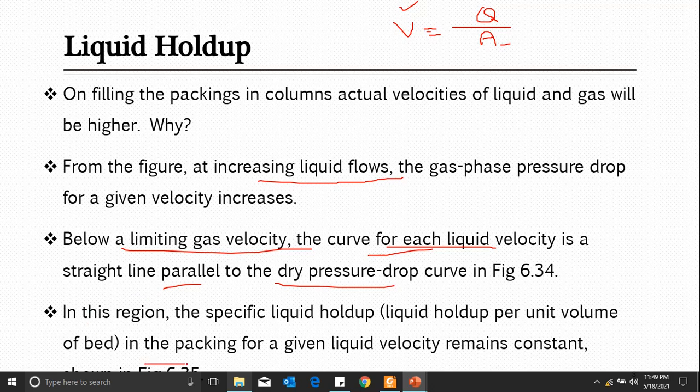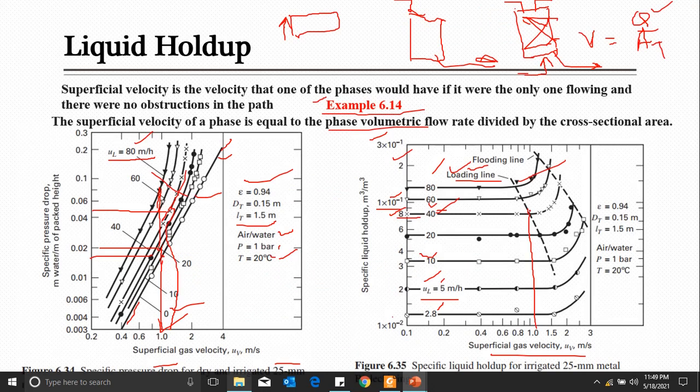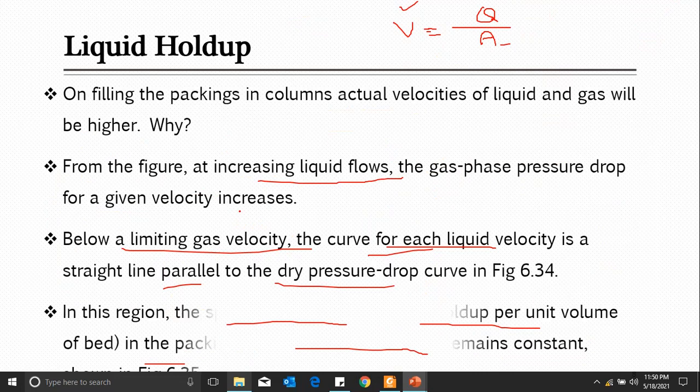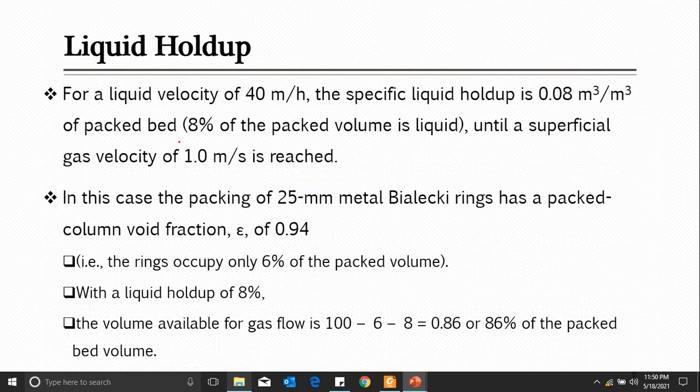So in this region, the region of constant liquid velocity lines in figure 6.34, which are compared with the other figure 6.35, the specific liquid hold up, that is liquid hold up per unit volume of the bed, also remains constant up to these specific points, up to where the pressure drop is also a straight line. But after this point, liquid hold up is increasing and then pressure drop is increasing. The same was explained and is mentioned here. As we also took this point of 40 meter per hour for figure 6.35, the same is mentioned: what is liquid hold up, that means 8% of the packed volume is covered with the liquid.